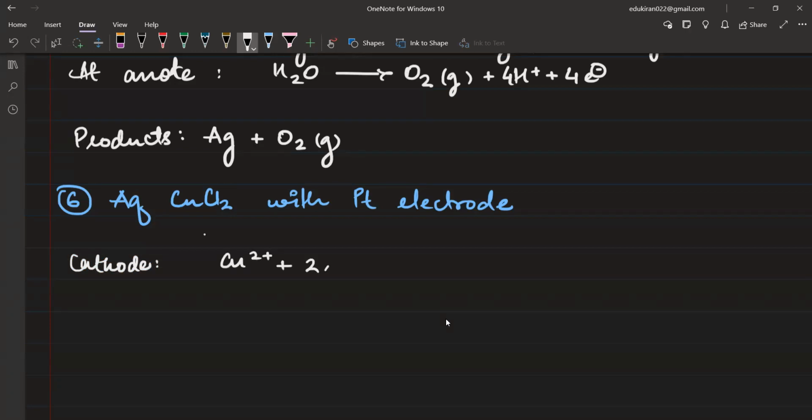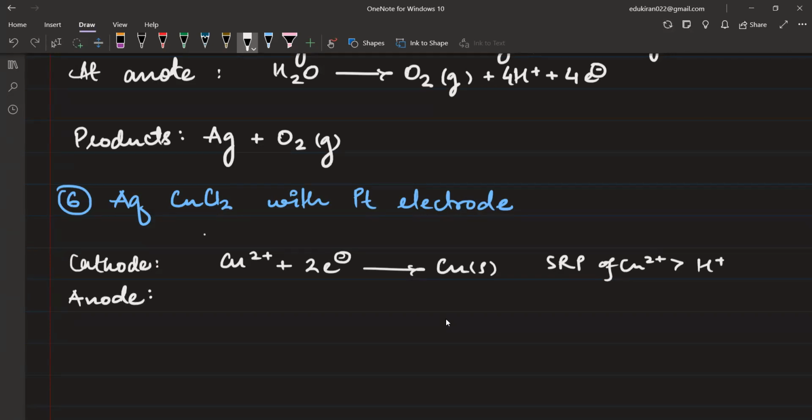Cu2+ + 2e- giving you Cu solid, because the SRP of Cu2+ is greater than that of H+. Secondly, what do we have here? We have Cl-. Now you can see that Cl- is slightly smaller than OH-, because oxygen and hydrogen are two different atoms, and here we are having only chlorine. So the reaction here is going to be 2Cl- giving you Cl2 gas plus 2 electrons. What is the reason?